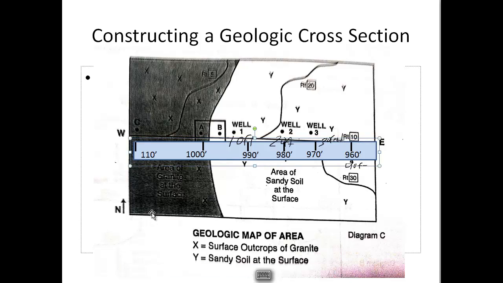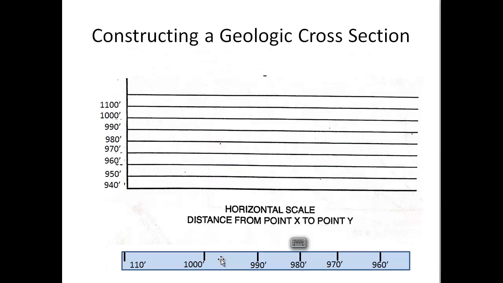To begin, we'll lay a strip of paper on the geologic map and mark a few key land elevations on the map. For example, the granite elevations at the surface and the granite elevation of the sandy soil at the surface. We'll then plot the elevation of the granite at the surface and subsurface in each well. For example, the granite at well 1, as we said, was 10 feet below the surface at an elevation of 990 feet. So we'll proceed as before to construct a basic topographic profile.